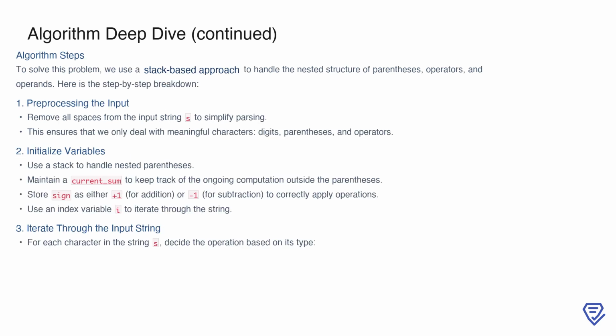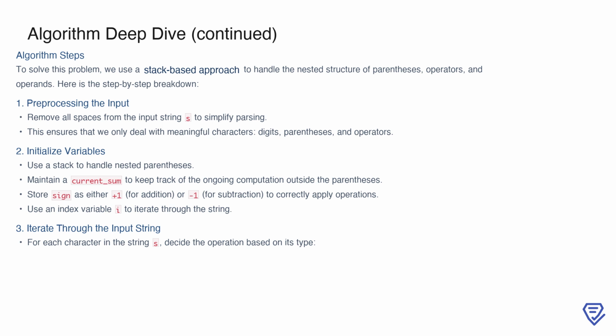precedence. To solve this problem, we use a stack-based approach, which is well suited for handling the nested structure created by parentheses. First, we pre-process the input by removing all spaces to simplify parsing, leaving us with only the meaningful characters. Then, we initialize a few key variables: a stack to keep track of the computation state when dealing with nested parentheses, a variable current_sum to store the ongoing computation outside of parentheses, and a sign variable set to +1 or -1 to apply addition or subtraction. We also use an index variable to iterate through the string.